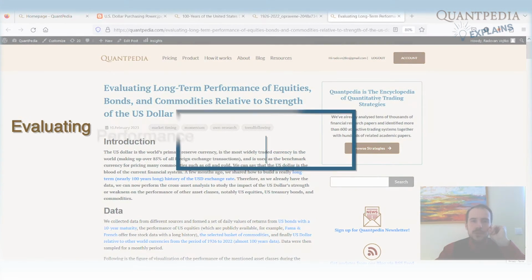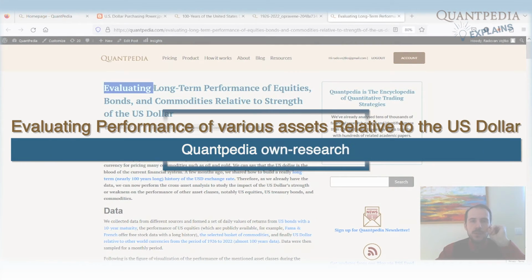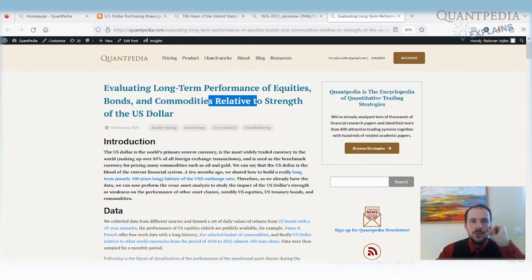And then we tried to evaluate the long-term performance of equities, bonds, and commodities relative to the strength of the US dollar. So what does it mean? We were checking for trends in US dollar strength, and we were looking at whether it can be used as a predictor for timing other assets, so equities, bonds, or commodities.